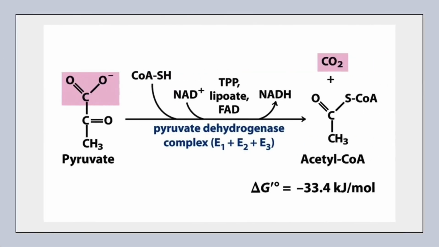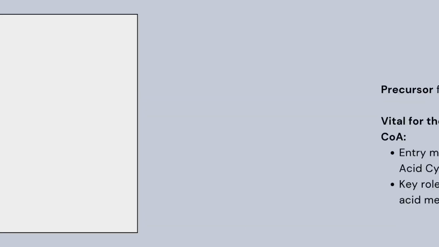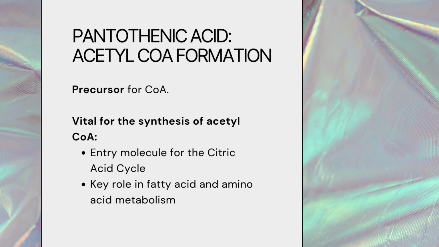And lastly, pantothenic acid. Pantothenic acid, or vitamin B5, is a precursor for coenzyme A, or CoA, a vital coenzyme in cellular metabolism. CoA is central to many biochemical pathways, primarily those involved in energy production and nutrient metabolism. Coenzyme A and its vital roles.